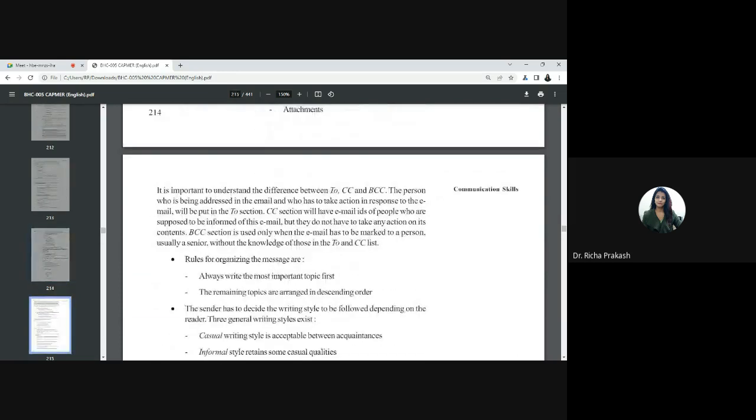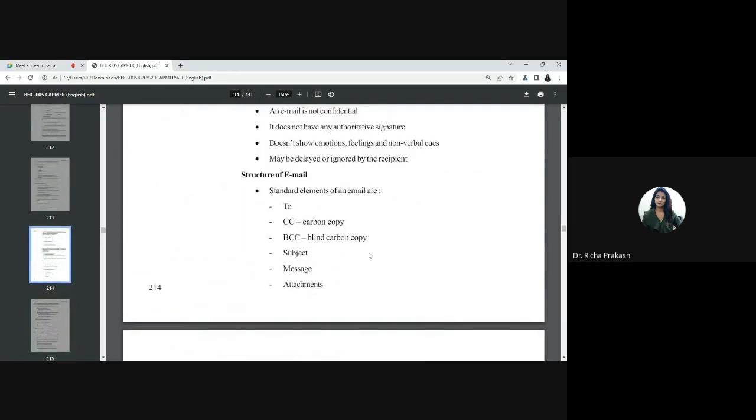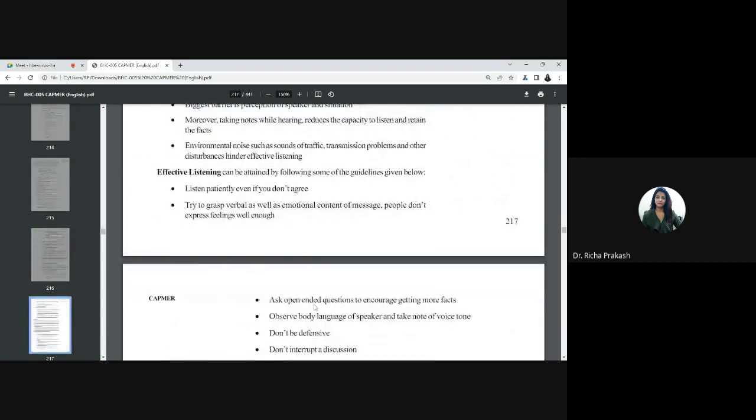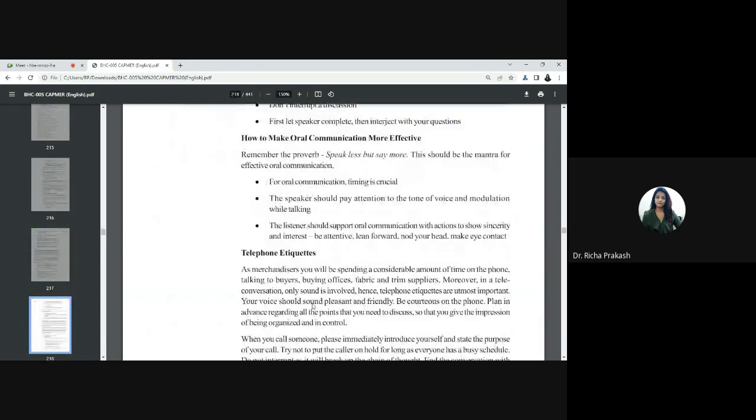Structure of an email, you can do CC, you can do BCC, blind carbon copy, जहाँ पे कि किसी को पता नहीं चलता है कि मैंने ये मेल किसी और को भी किया है. Subject, message, attachments has to be there. All these things, as I said, this block itself is all about telephonic etiquettes.